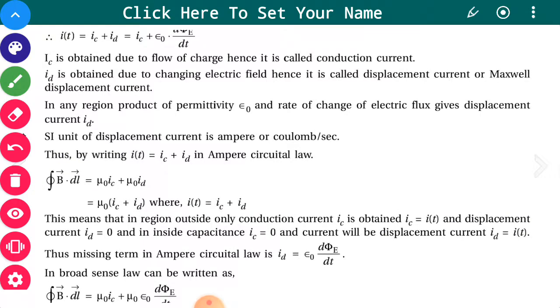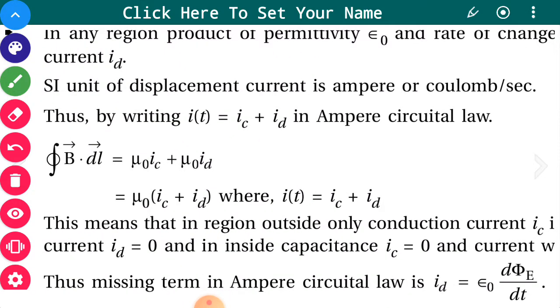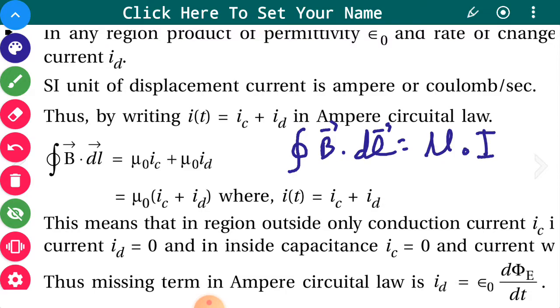Try to understand the total equation. The equation given by Ampere was B dot dl equals mu 0 into I, but this I is divided into two parts, that is I at any time t is IC plus ID. This term was introduced by the scientist Maxwell. There is no need of derivation for this year. We just have to remember the final equation.